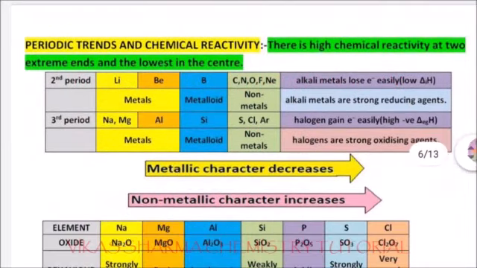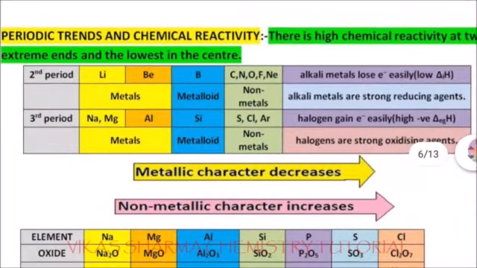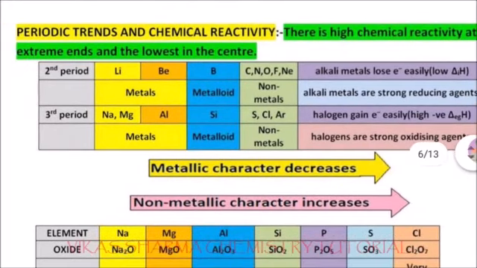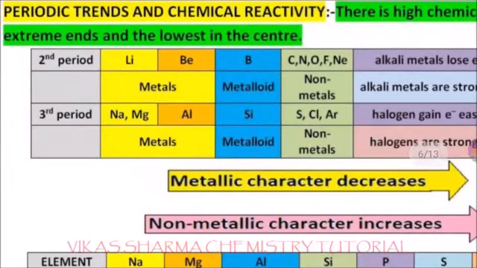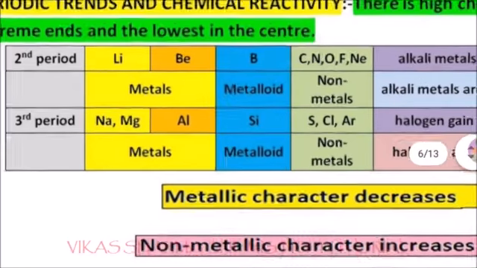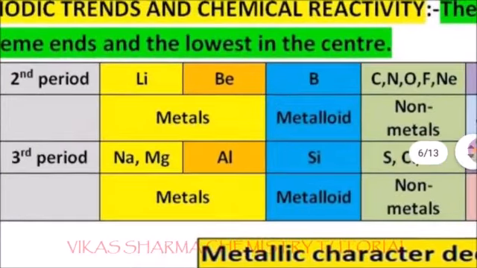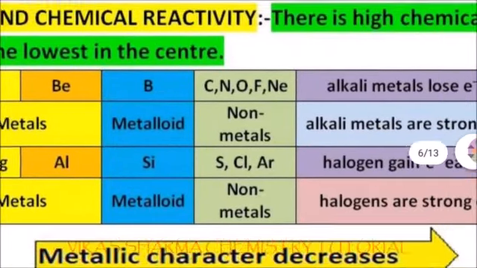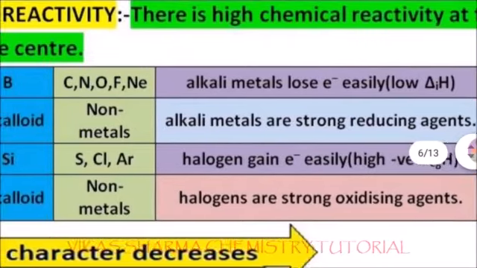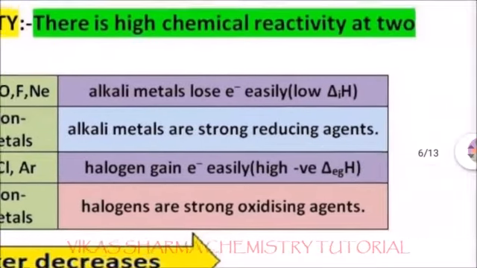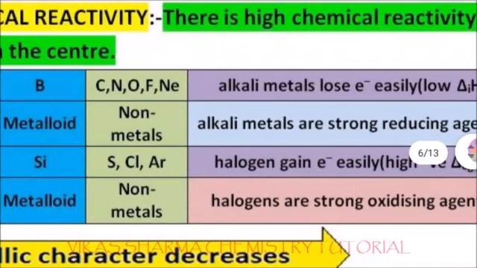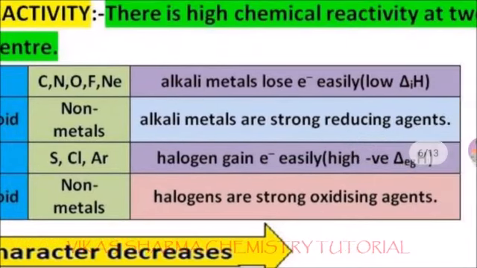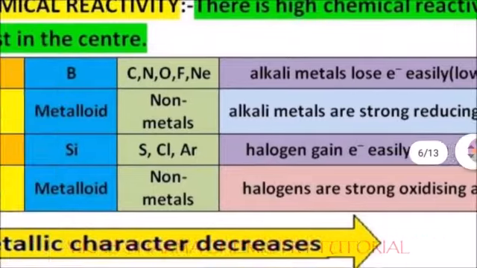Students, next, periodic trends and chemical reactivity. There is high chemical reactivity at the two extreme ends. On the left-hand side the alkali metals are highly reactive, and on the right-hand side the halogen family shows a high reactivity rate. In the second period, lithium and beryllium are metals, boron is a metalloid, and carbon, nitrogen, oxygen, fluorine and neon are non-metals. Alkali metals lose electrons easily, so they show low ionization enthalpy, and alkali metals are stronger reducing agents, meaning they remove electrons easily.